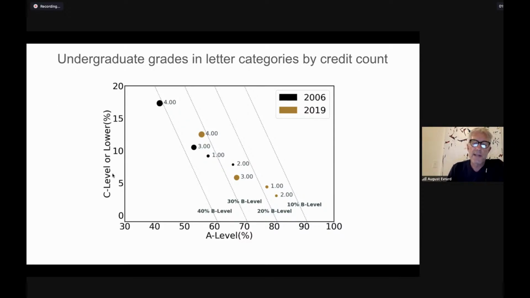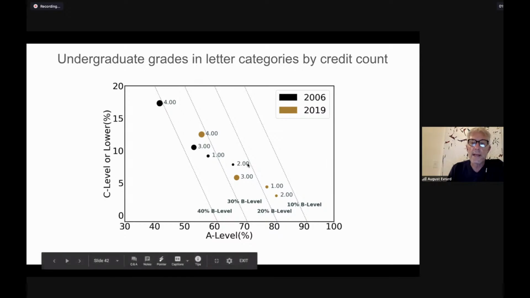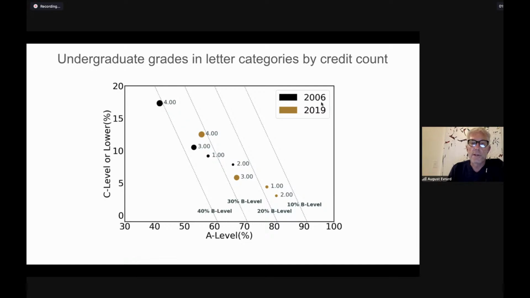So in the same style of graph, percent zero lower, percent A, I'm showing you the grades that were given out in undergraduate courses in 2006 in black and in 2019 in sort of brown. And we're showing you here the grades that are given out at different credit count courses. So these are 4 credit courses, 3 credit, 1 credit, 2 credit, right? And what you can see is that in 2006, here are the black points. In 2019, here are the brown points.